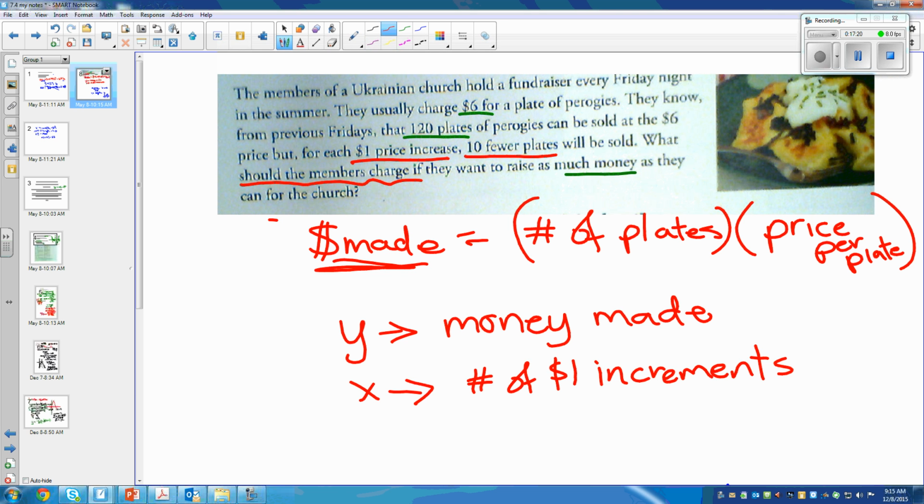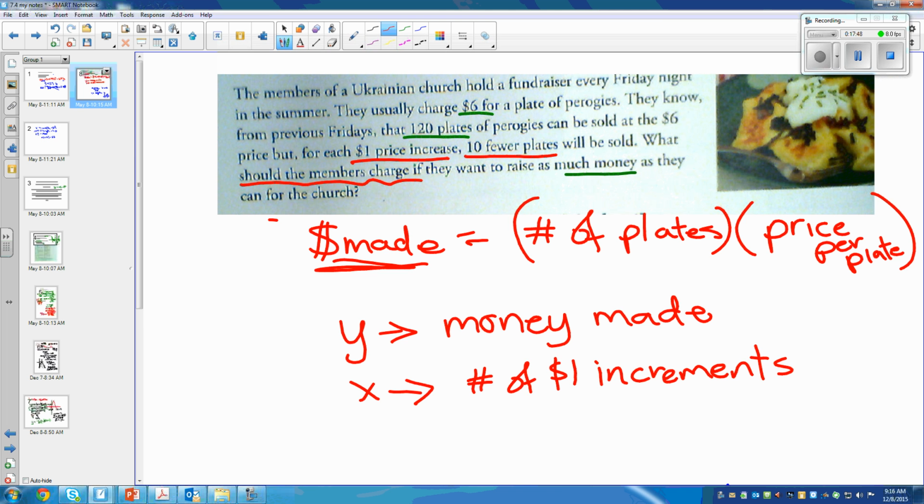X is the number of $1 increments. Okay. So if we make $2 increments, I put 2 in for X. If I made a $3 increment, I would put 3 in for X, right? Because they're dollar increments, okay? Now, if it was $2 increments, if I put 3 in for X, that would be 3 times 2, which would give me $6 increments. But because they're only a dollar increment, the number in for X is the same number as the increment, okay?